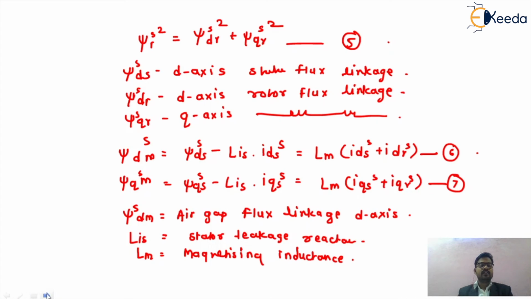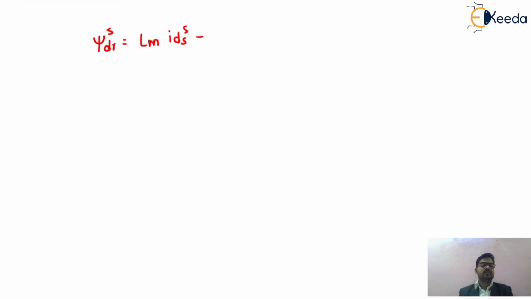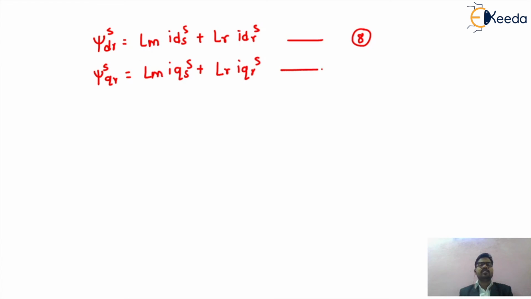Now we can get a very important relationship for the rotor flux representation. We call it psi dr, which is equal to Lm into ids plus Lr into idr. So this will be equation number 8. And equation number 9 we are getting is psi qr, which is Lm into iqs plus Lr into iqr.